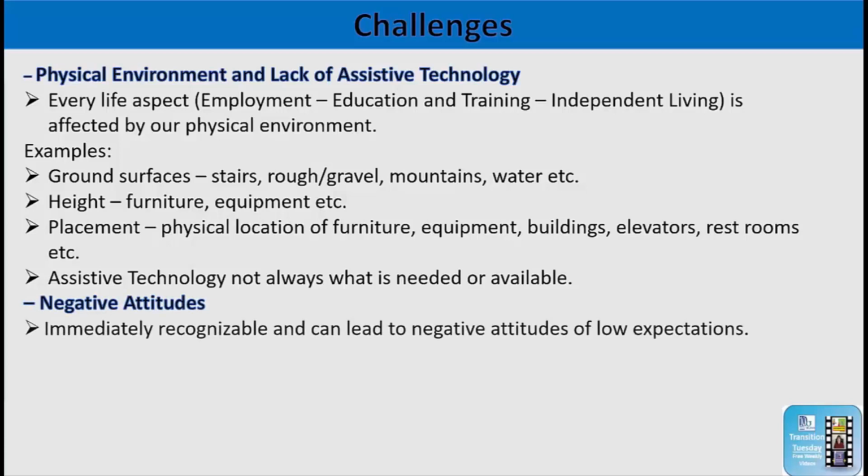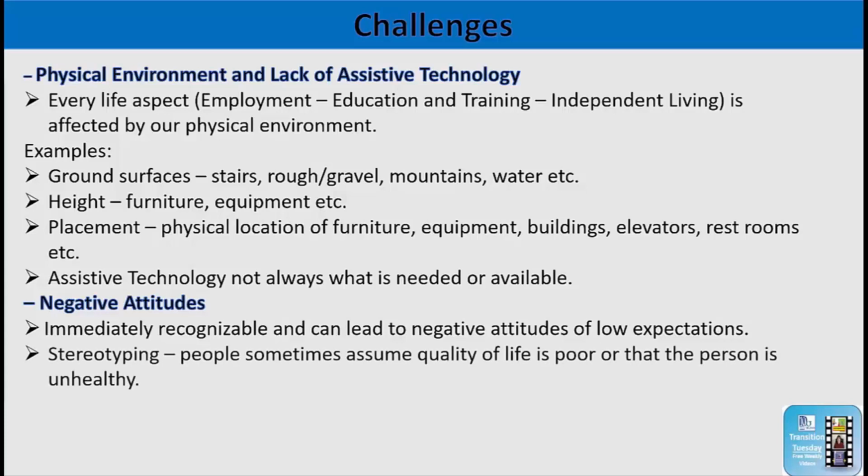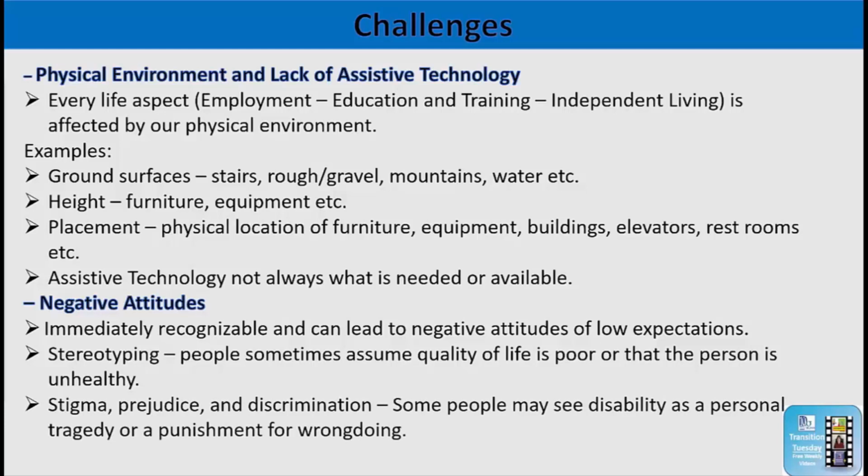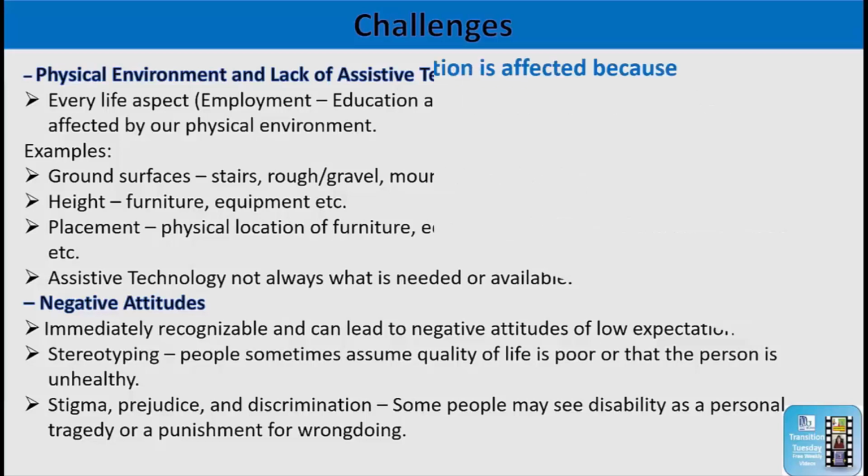Physical or orthopedic disabilities are immediately recognizable and can lead to negative attitudes of low expectations. There's also stereotyping. People sometimes assume that the person's quality of life is poor or that the person is unhealthy. There's also stigma, prejudice, and discrimination. Some people may see disability as a personal tragedy or as a punishment for wrongdoing.